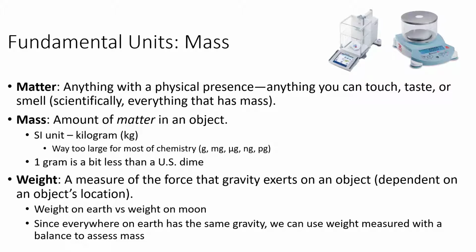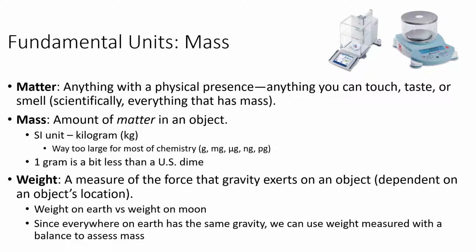But the kilogram is way too large for most of our measurements in chemistry. So we use a smaller set of measurements, grams, milligrams, micrograms, nanograms, picograms, to describe our units of mass. And so we'll get into those prefixes for mass in a few slides. But just for reference, 1 gram is a bit less in mass than a US dime.